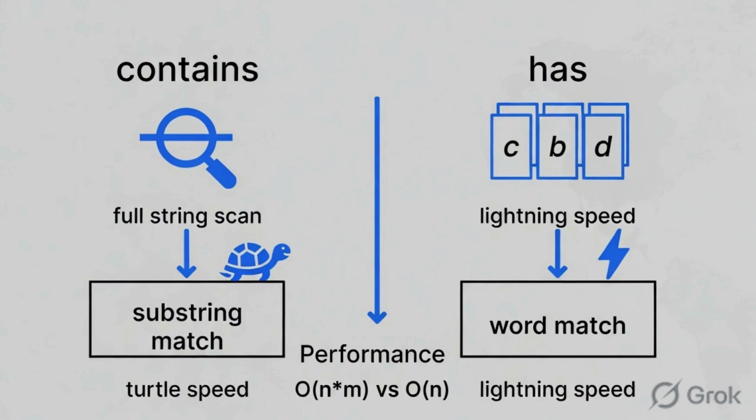On the right is the has path. Tokenized blocks with a lightning bolt for speed. It looks at pre-split words from the index, finds full word matches instantly, super fast and efficient. See the middle arrow? It shows the performance jump, from turtle speed on the left to lightning speed on the right. That's why has crushes contains for whole word searches in logs. Index tokens win every time.